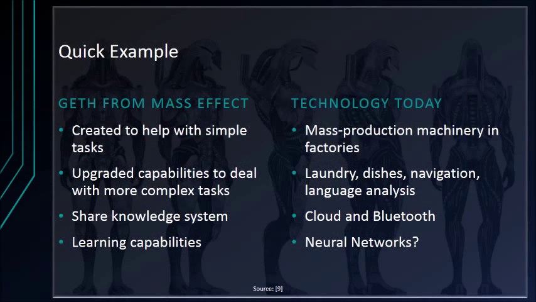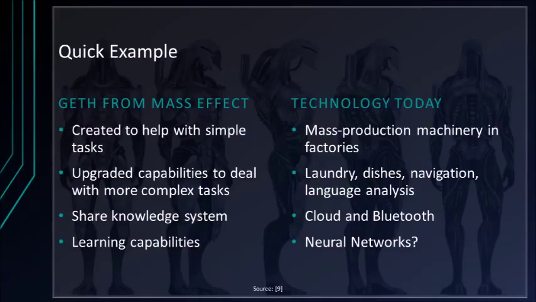I'd like to touch on a very quick example of how realistically we can portray these ideas in science fiction. This is from a popular video game trilogy called Mass Effect. There's a race called the Geth. They were created to help with simple tasks, so manual labor, things that required time but not skill. Eventually, the Geth were upgraded so that they could deal with more complex activities, and they share a knowledge system. So if one Geth learned that one process was not as efficient as another, that information would propagate throughout the entire network of connected Geth, and each new Geth created and connected to the network would have all prior information on that network. This is comparable to some of the technology today.